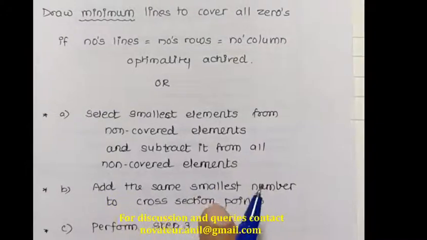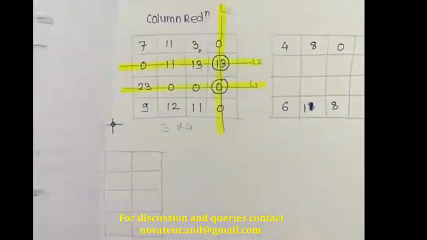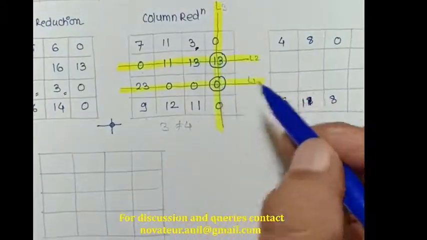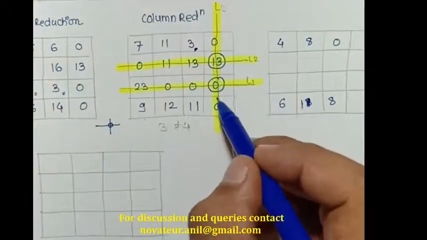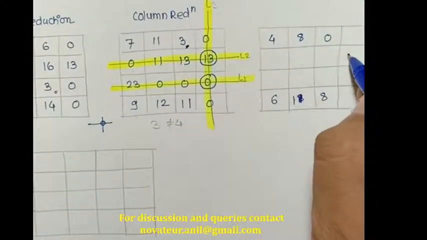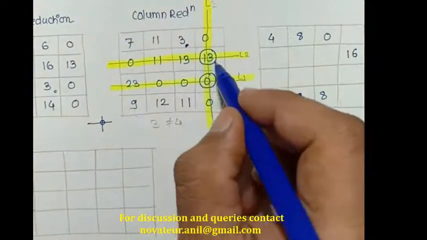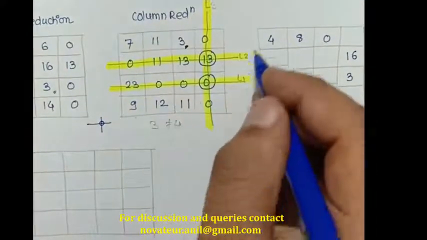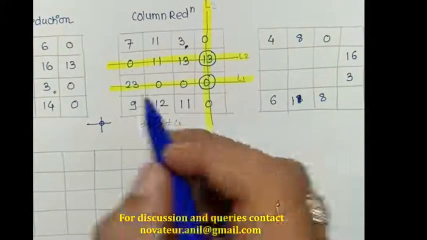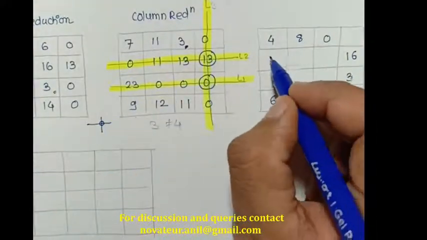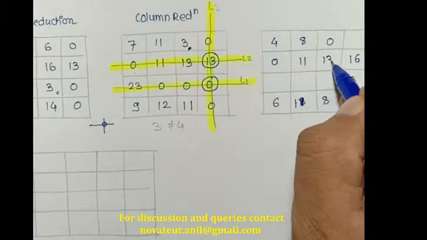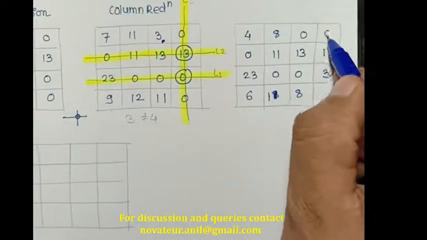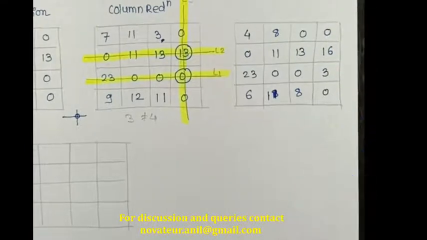Second is to add the smallest element number to the cross section points. Now which was the smallest number? The smallest number was 3, and these are the cross sections, this and this. So I will add 3 to these numbers. So this will become 16, 13 plus 3 becomes 16, and 0 plus 3 becomes 3. And all the remaining items which are on the line should be represented as they are, like 11, 0, 13, 23, 0, 0. There's no change. Again this 0 will remain the same and this 0 will remain the same.